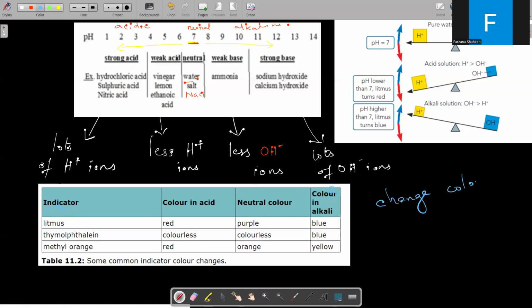They change color. When do they change color? They change color if they are put in an acid or an alkaline solution. And there are 3 common indicators which you should know in your syllabus. They are litmus, thymolphthalein, and methyl orange. Now, what is litmus? Litmus is extracted from lichens.